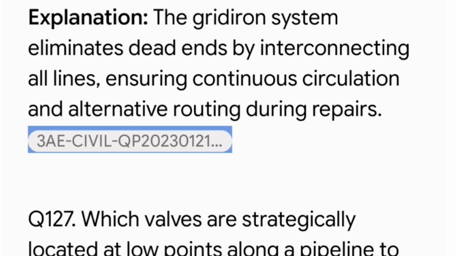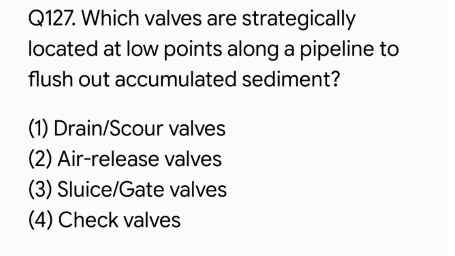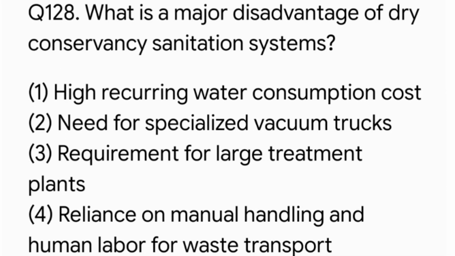Next question. Which valves are strategically located at low points along a pipe to flush out accumulated sediment? Correct answer option 1, drain valve. Next question. What is the major disadvantage of dry conservancy sanitation system? Correct answer option 4, reliance on manual handling and human labor for waste transport.